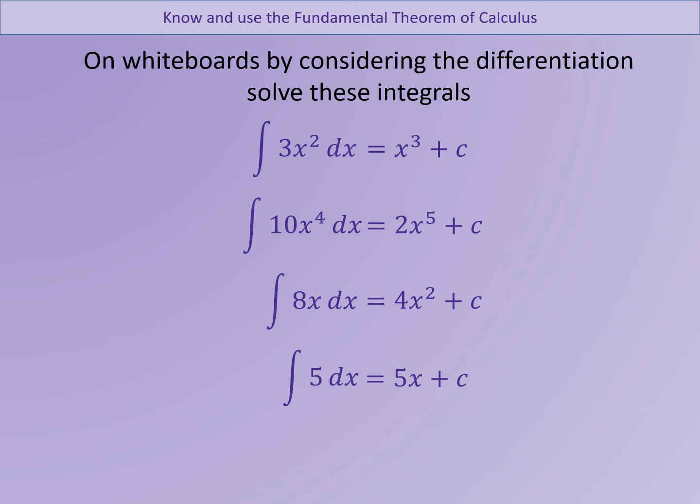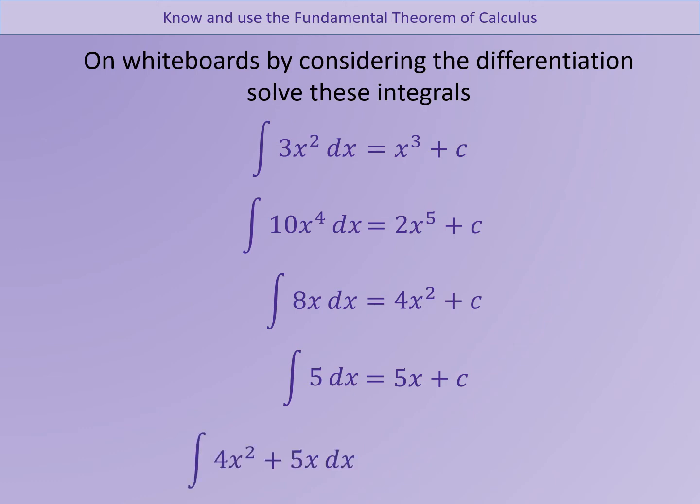So in that first one, I raise the power by 1 to give me 3x cubed, and then I've divided through by the new power of 3 to get x cubed. In the second one, I've raised the power by 1 to give me 10x to the 5, and then I've divided through by that new power of 5 to give 2x to the power of 5, and the same rules apply for numbers 3 and 4.